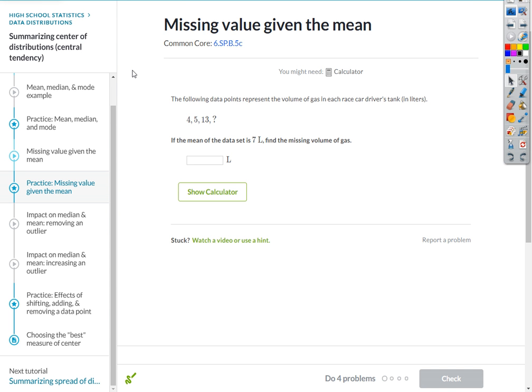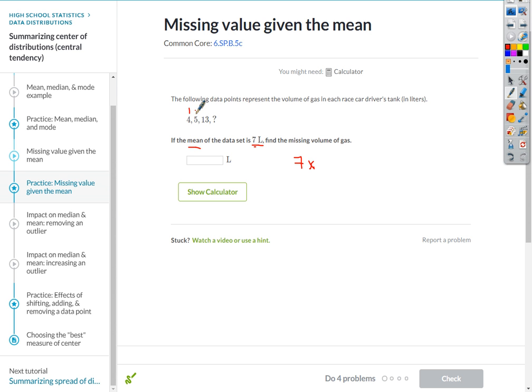So the following data points represent the volume of gas in each race car driver's tank, and that's in liters. You have 4, 5, and 13, and then you have an unknown amount. If the mean of the data set is 7 liters, find the missing volume of gas. Well, the mean or the average is 7. I'm going to take the average, which is 7, and multiply it by the total number of cars. So 4, 5, 13, and the unknown.